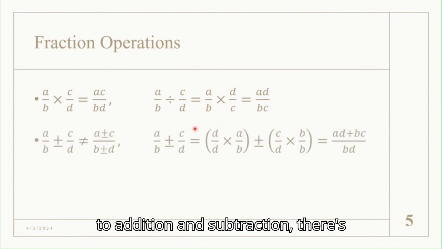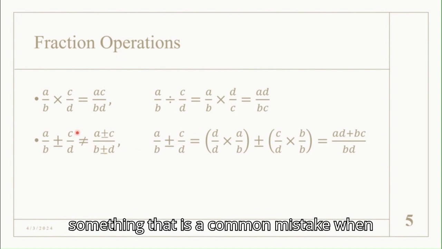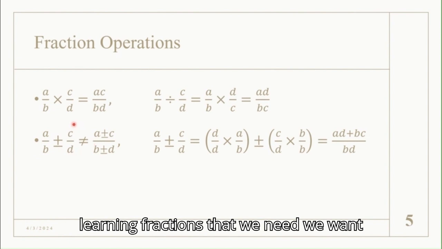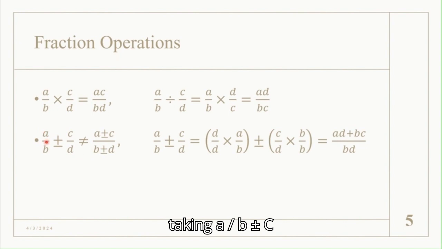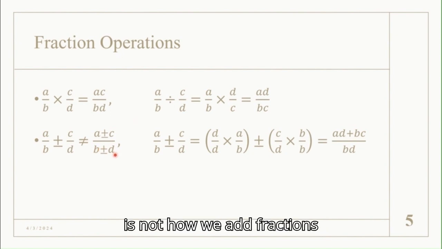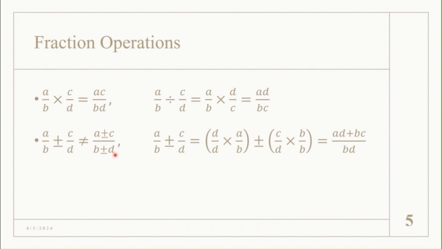However, when it comes to addition and subtraction, there's a common mistake when learning fractions that we want to highlight and avoid. When we're taking A over B plus or minus C over D, it's not A plus or minus C divided by B plus or minus D. That is not how we add fractions. For an example, 1/2 plus 1/3 does not give me 2/5.